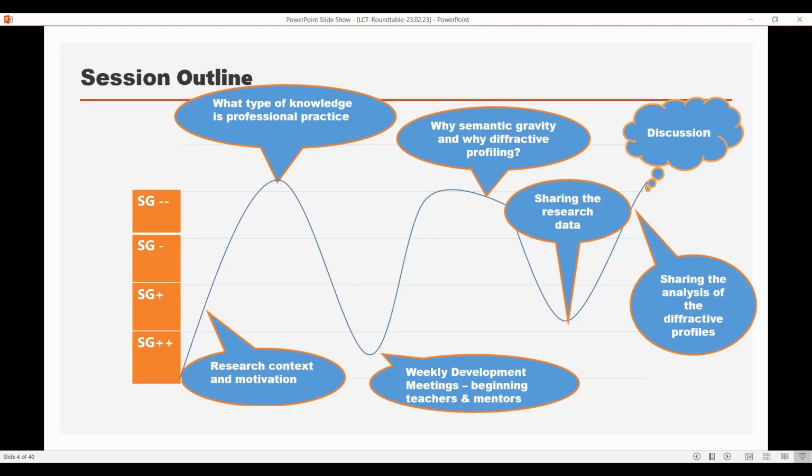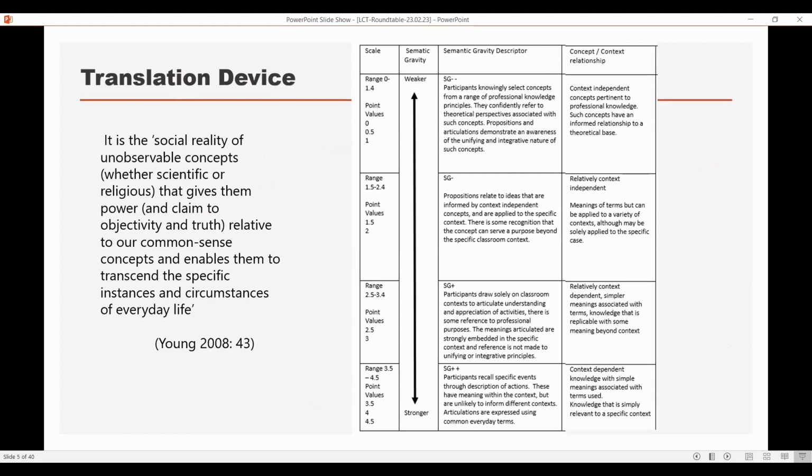As I mentioned, I used a 4-part translation device, thinking about context, concept, and connections. If something were very context dependent, it was SG++. If there were some connections, SG+, and then moving up where more context independent concepts were used, before it became very gravity light.